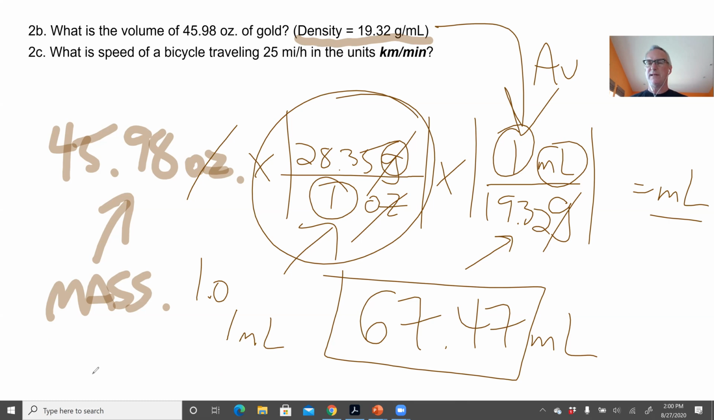What's gold going for these days? Like $1,000 an ounce or something? Probably more than that. It's been a while since I've checked the price.